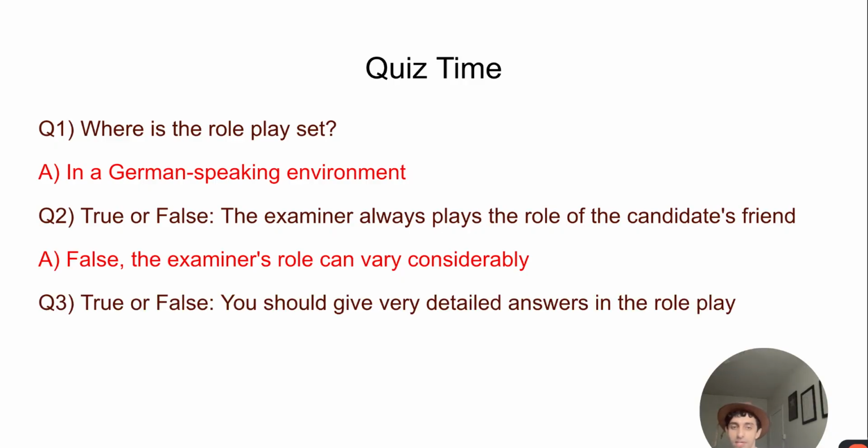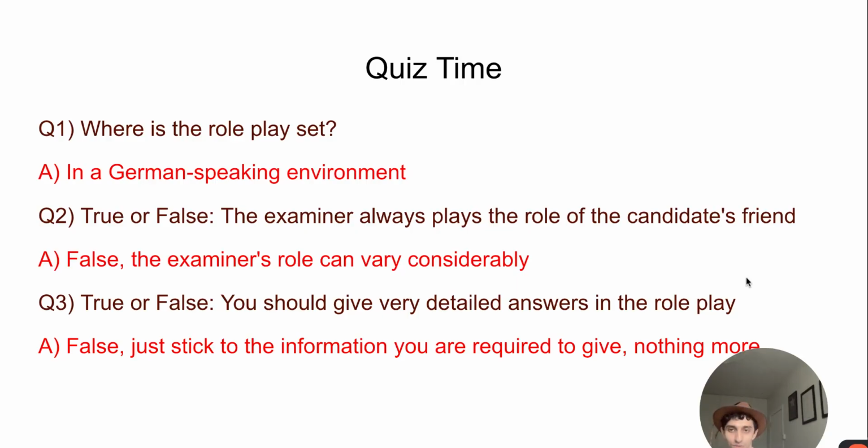Question 3, which is true or false. Again, you should give very detailed answers in the role play. Something that I talked about a few times. So no excuses for getting this one wrong. Okay, but on a more serious note, I'll show the answer now. So this one is also false, actually. For the role play specifically, you just stick to the information that you're required to give. You don't need to elaborate beyond that. You don't need to include more complex grammatical structures here at all. And you can still score very much towards the top band of marks in the role play.